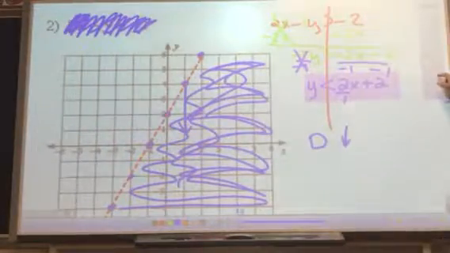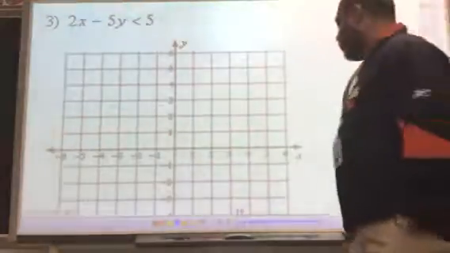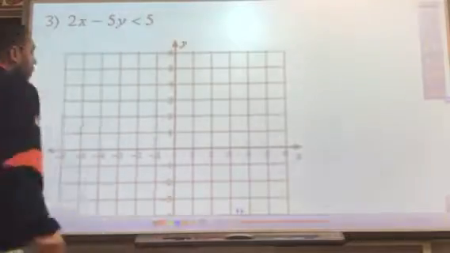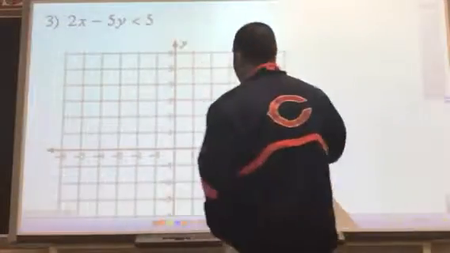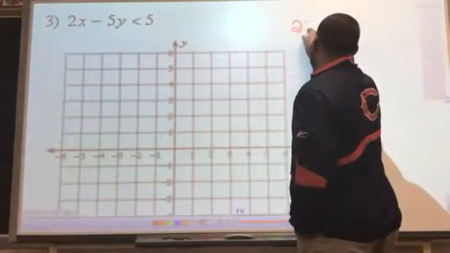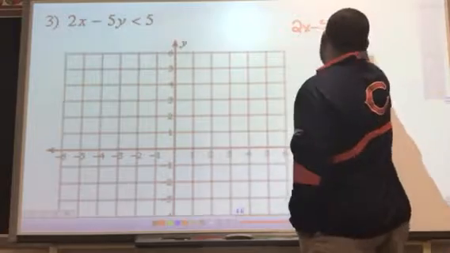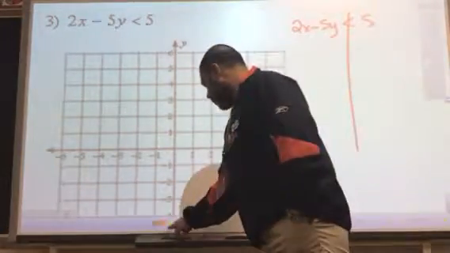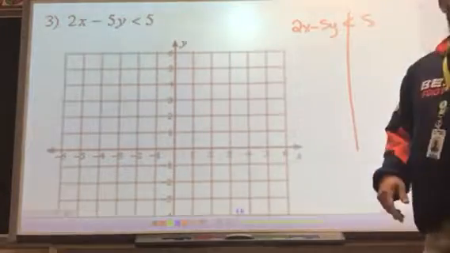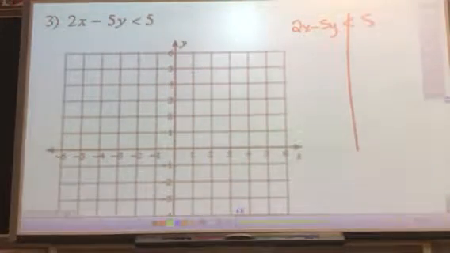So let's do one more. For this one, again, we always have to ask ourselves a question. Is that in slope-intercept form? And this is not. So the first thing I have to do is put this in slope-intercept form. Please pause the video and give yourself a minute to solve this problem.